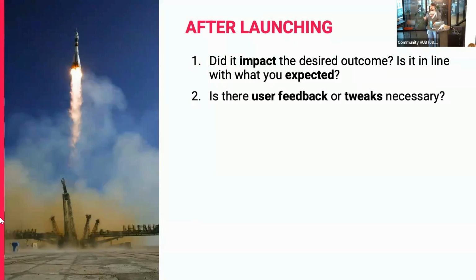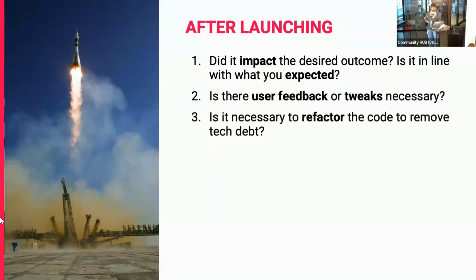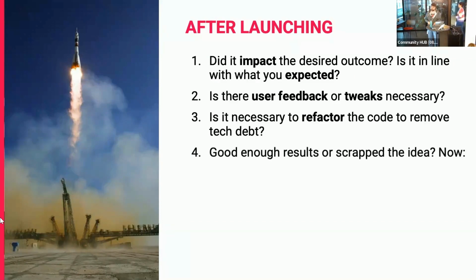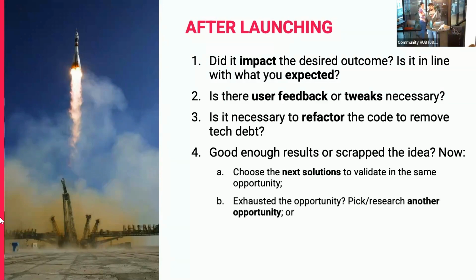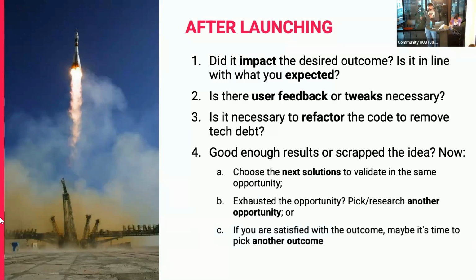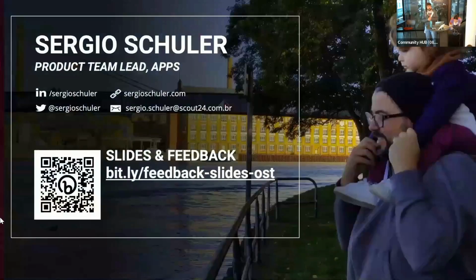Is there user feedback or tweaks that you need to do? Is it necessary to refactor the code or remove tech debt? Is the idea good enough or not? Maybe you scrap the idea. Now, what you do, I delivered or scrapped it. So I can choose the next solution on this opportunity to validate, or maybe this opportunity is already exhausted, like I need to get something else. So I go to another opportunity. And maybe the outcome, you already reached your goal, it's all good. Maybe you need to pick another outcome. And that's how you do it.